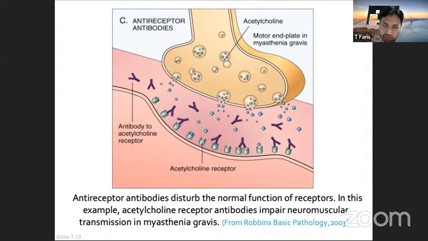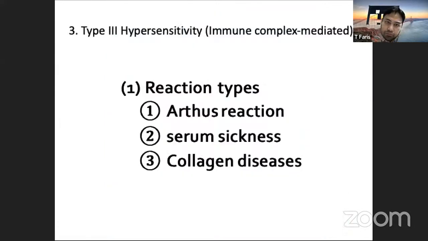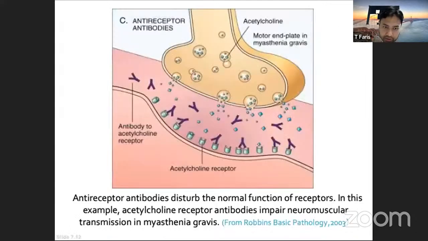And in this example, we have the acetylcholine receptor antibodies that damage the neuromuscular transmission in myasthenia gravis. So the failure of these receptors to be recognized, or the damage from these acetylcholine receptor antibodies, is causing myasthenia gravis, a loss of capability for the muscle to contract, because now the impulse is inhibited. That one is a type of what we call the anti-receptor antibody.